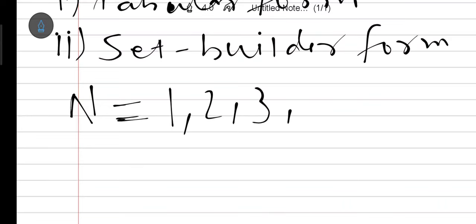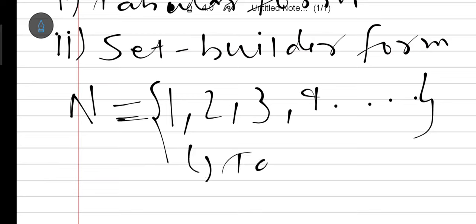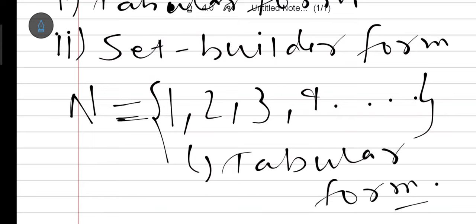So these contain 1 2 3 4 and so on. So if we put braces on here, this is what tabular form means. This is what tabular form is.